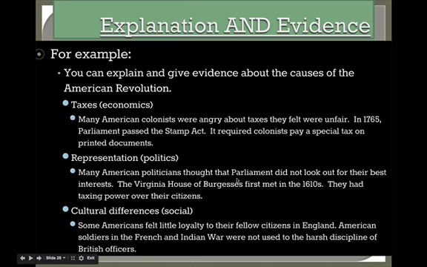Down here, I say politicians were mad at Parliament. For example, when the House of Burgesses first met, they had taxing power over the citizens, and then I would go on to say that when English Parliament tried to wrest power away from the House of Burgesses, it didn't work out so well, and people thought that Parliament wasn't looking out for their best interests. And then in the third paragraph, of course, I would say some Americans felt little loyalty to their citizens, and I would go in and mention that French and Indian War piece.